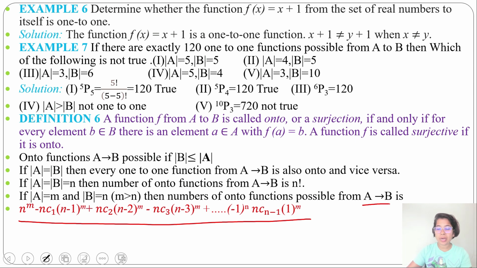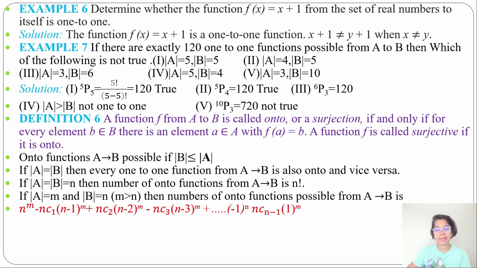And how many one-to-one functions are possible? I already discussed that in the previous lecture. It's the permutation of n, m, or you can say the permutation of B cardinality, A cardinality. Let's see some examples based on the number of onto functions possible.